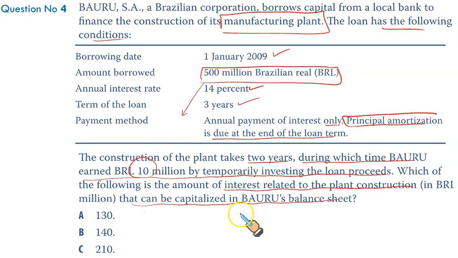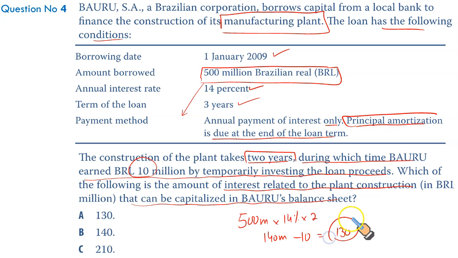First of all, the loan amount is 500 million Brazilian reals. Interest rate is 14%. And since the loan has been outstanding for 2 years, the total interest expense will be 500 times 14% times 2. That's 140 million. Since we earned 10 million out of the funds available by investing the surplus funds in some marketable securities, this 10 million must be netted off against the interest, and only 130 million Brazilian real can be capitalized. So that makes A the correct option.